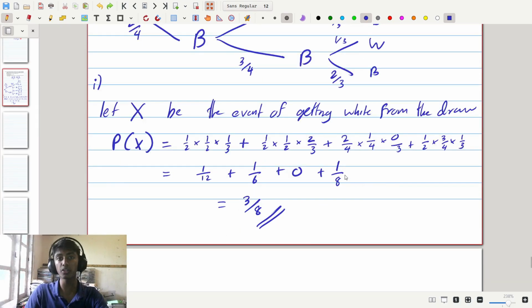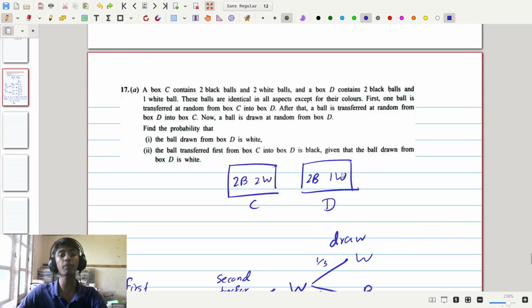So for the second part of the question, we are asked to find the probability that the ball transferred first from box C into box D is black, given that the ball drawn from box D is white. So we can see we have to find the probability of one event occurring given another event occurring. So this right here is conditional probability, which means we are likely going to have to use the identities of conditional probability to solve this problem.